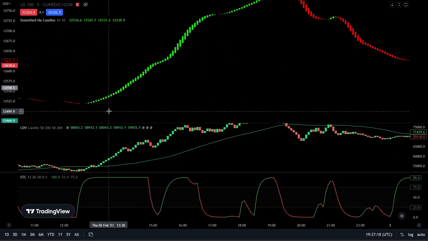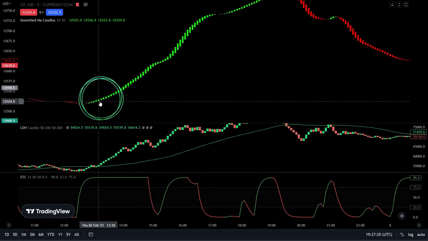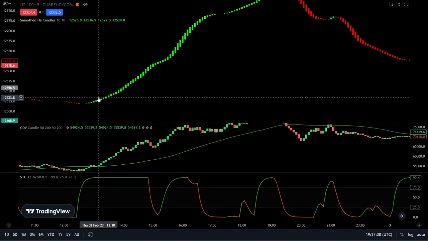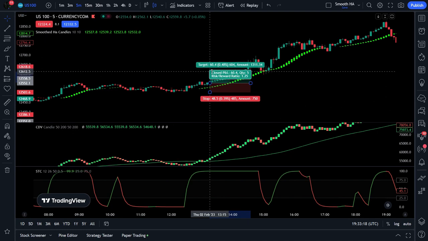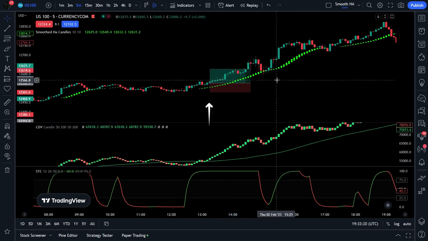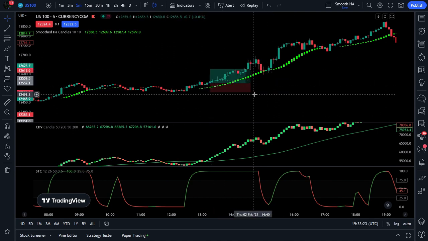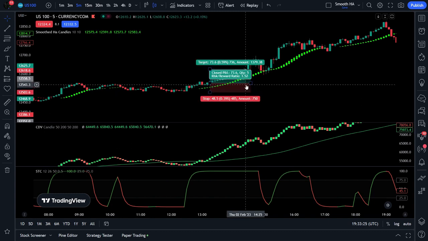Let's give one more long example. Here we can see that our Smoothed Heikin Ashi candles are colored in green. This is the beginning of our validation checks for long positions. Also, we can see that the cumulative delta candles are above the 50 SMA. And finally, our STC indicator is colored in green, and above the 75 range here. We then bring back our original candles to the TradingView chart like so, and we can take a long position on the close of the valid candle. Just like before, we set our stop loss just below the Smoothed Heikin Ashi candles, and we target a risk-to-reward ratio of 1 to 1.5.